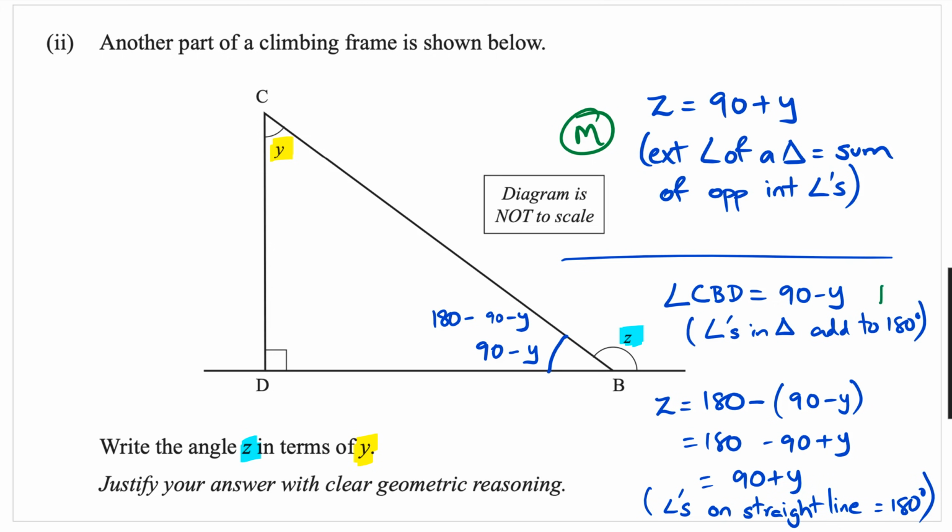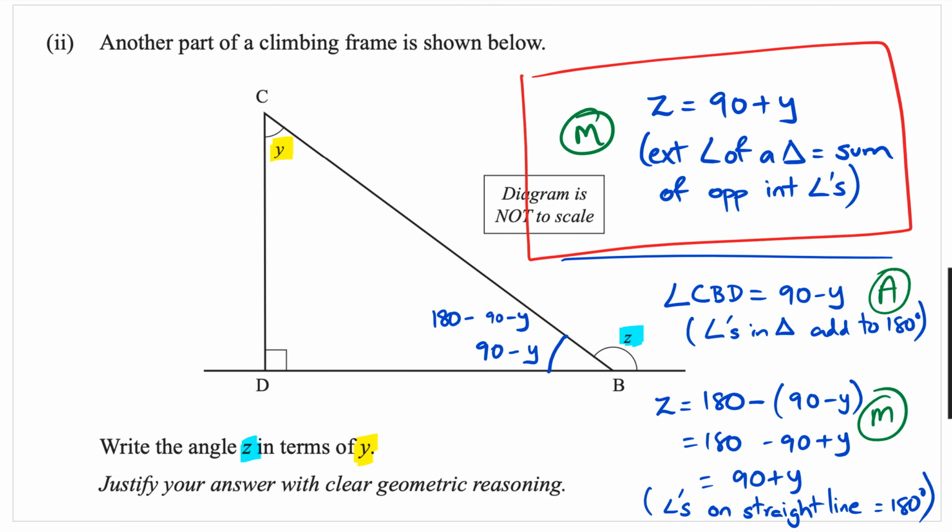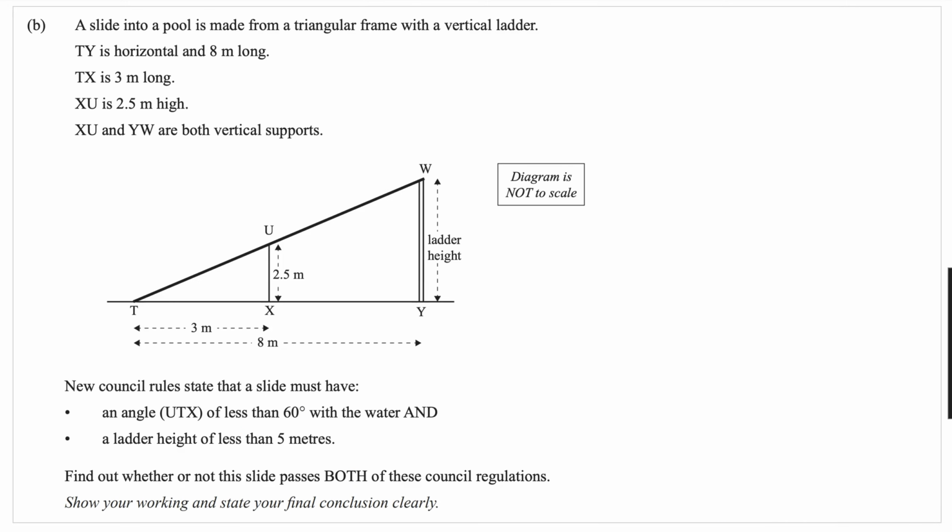So here you could expect to get maybe achieved here and then merit there. And as you can see, this method is just so much quicker. Okay, let's go to the next question.